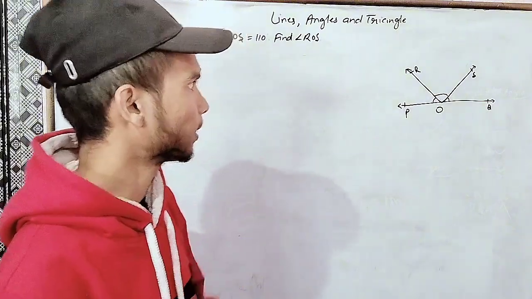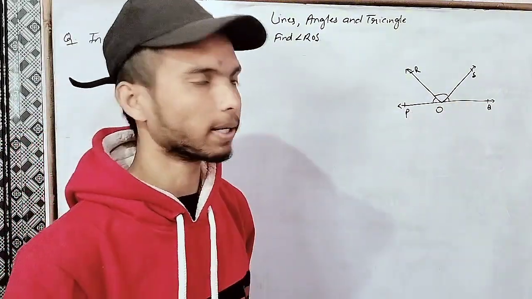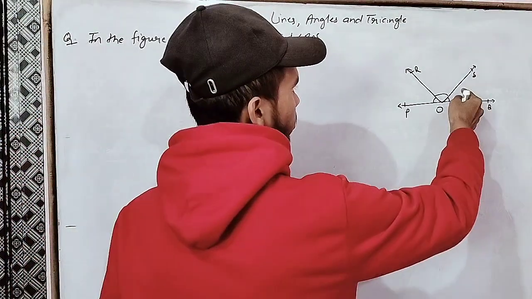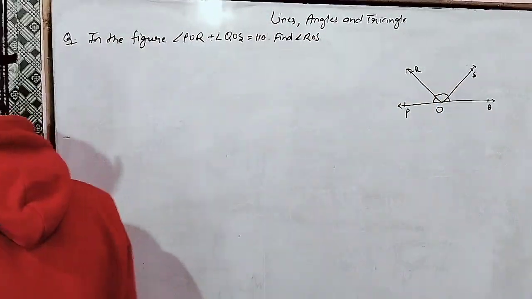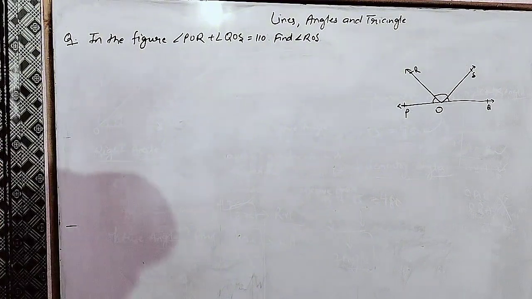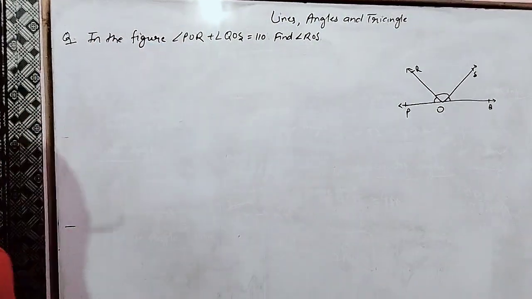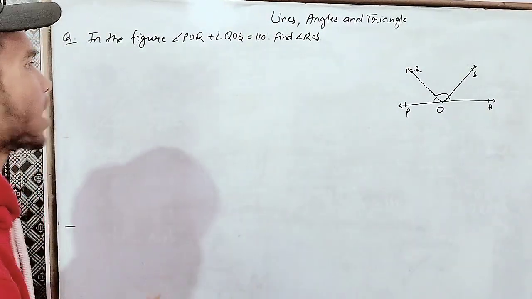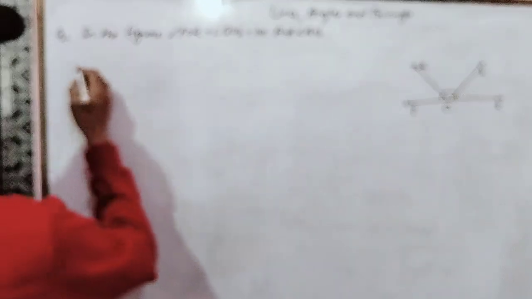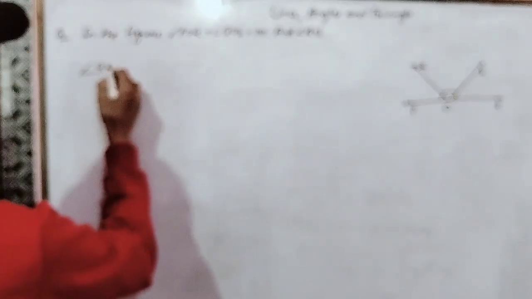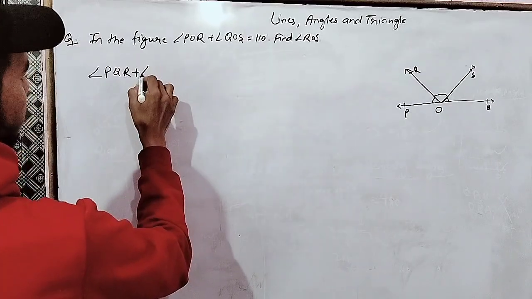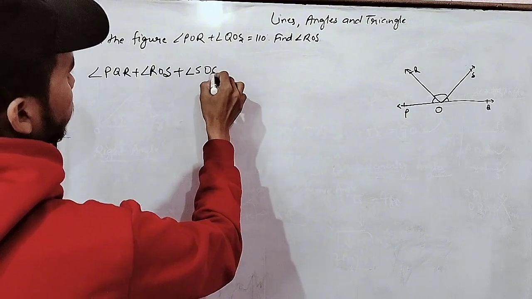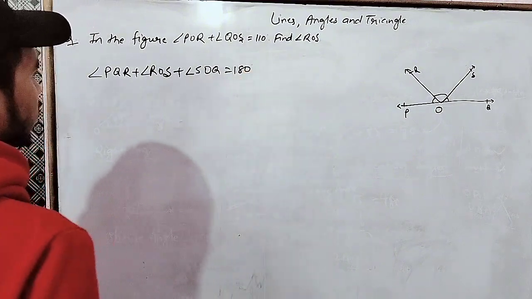Just apply your mind. Here we have 180 degree. As we know, the sum of these angles would be 180 degree because of a straight angle. The definition of a straight angle says that the sum of all angles would be 180 degree. So first we have angle POR, then angle ROS, then angle SOQ, and the sum is 180 degree.